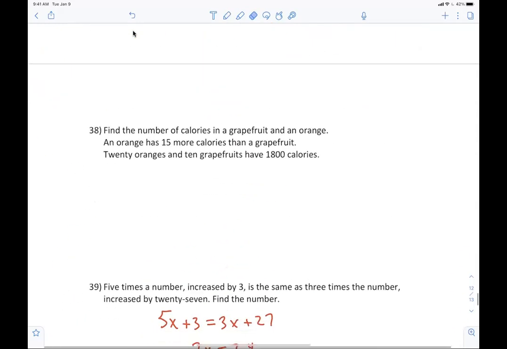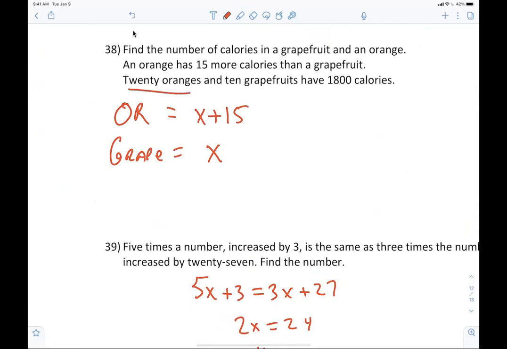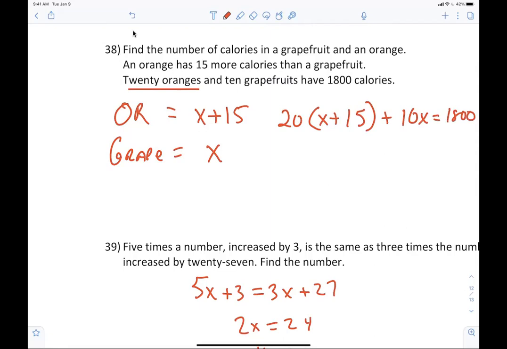Question 38. Yeah, this is definitely on there. An orange has 15 more than a grapefruit. So orange and grape. This one I do x plus 15. It's 15 more for an orange, and the grapefruit is x. Okay, so now how many oranges do we have? We have 20 oranges. So it'd be 20 times x plus 15, plus 10x equals 1800. Beautiful. There we go. Beautiful.